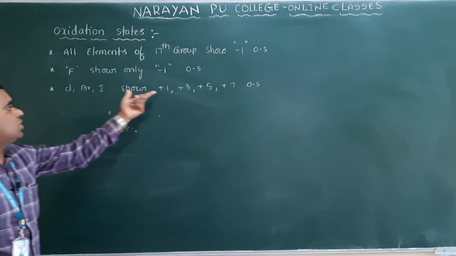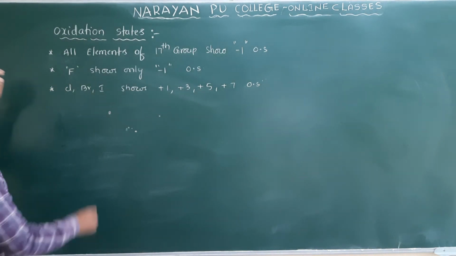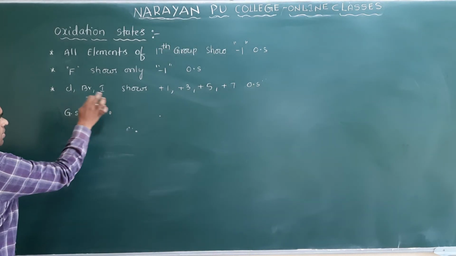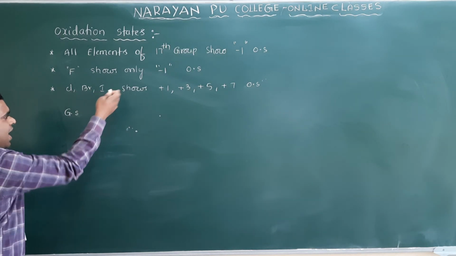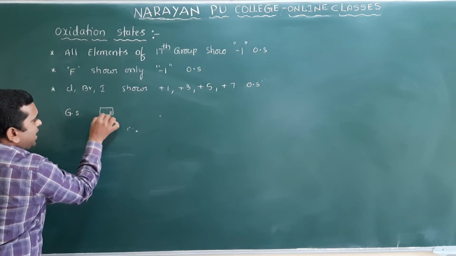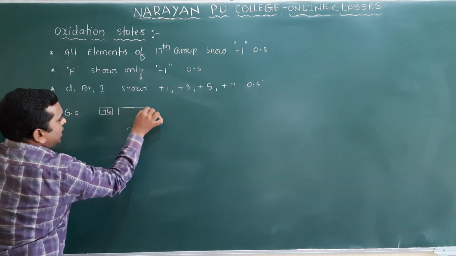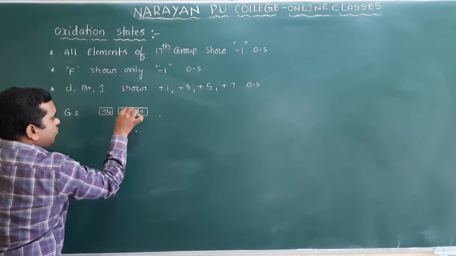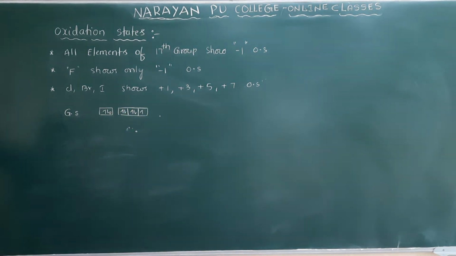So how will they show +1? I will write here the ground state electronic configuration, mainly for chlorine, bromine and iodine. The common electronic configuration is ns2 np5: 1, 2, 3, 4 and 5 electrons. Clear?